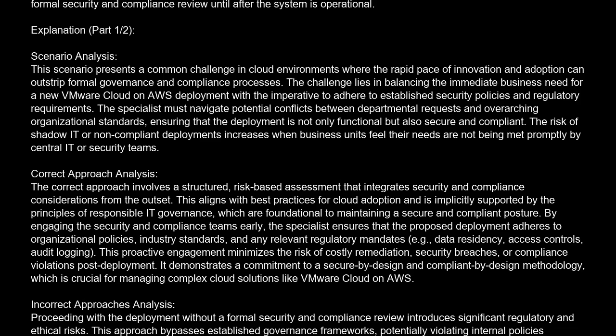The correct answer is B. Initiate the VMware Cloud on AWS deployment immediately to meet the business unit's urgent timeline, deferring the formal security and compliance review until after the system is operational.